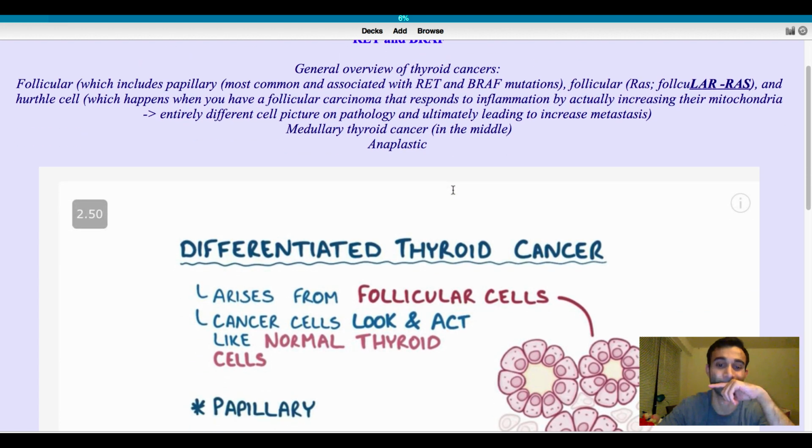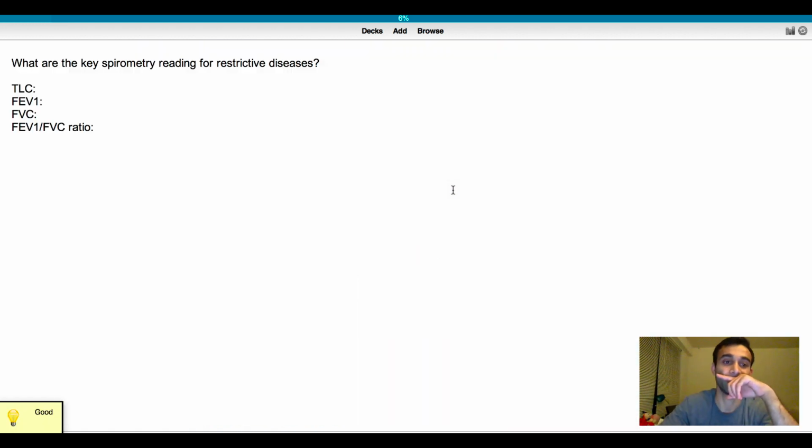See that? All right. What are the key spirometry readings for restrictive diseases? So restrictive diseases in the lung are when you have trouble getting air in. I think we had a card earlier about obstructive diseases, which is when you have trouble getting air out. Restrictive is when you have trouble getting air in. And specifically what happens in this case is that your lung physically just gets smaller because you can't get anything in there. So the total lung capacity, TLC, goes down. FEV1, which is the amount you can exhale in 1 second, also goes down.